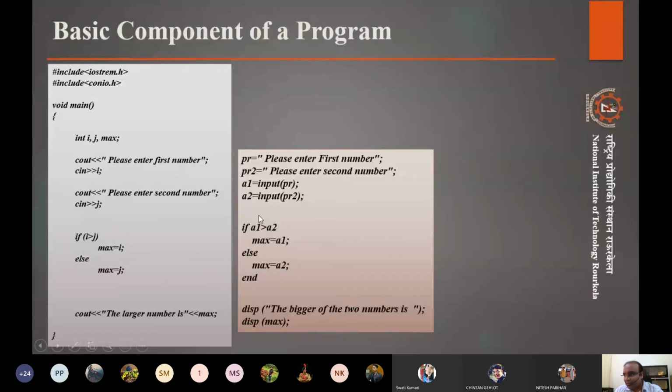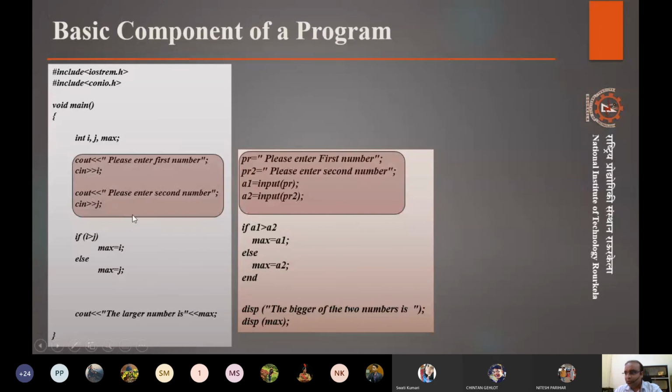Similarly, the next part after input and output is the if statement. In MATLAB, if A1 is greater than A2, max is equal to A1, else max is equal to A2, and we have to end it here.